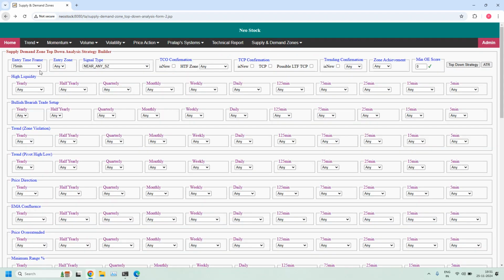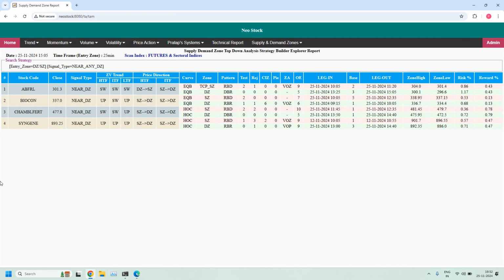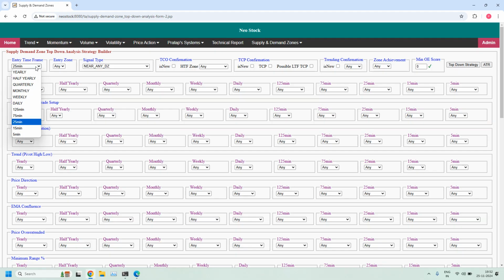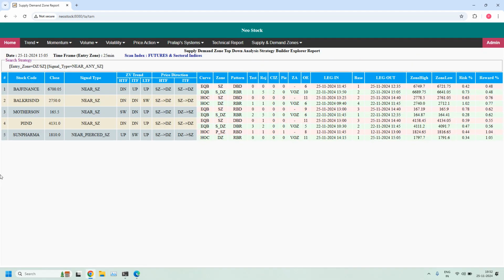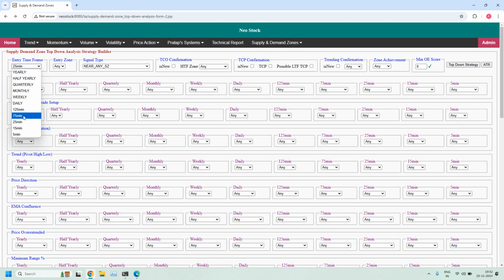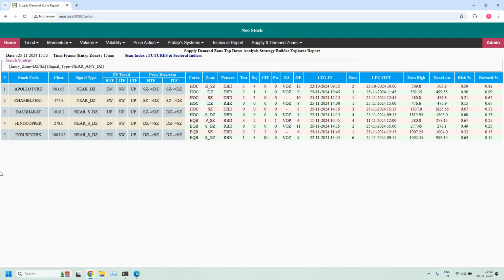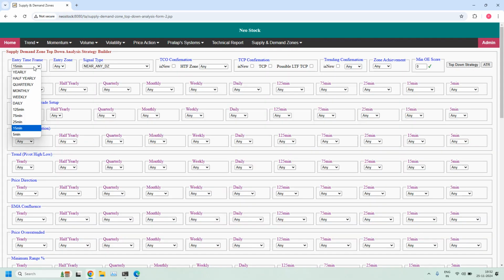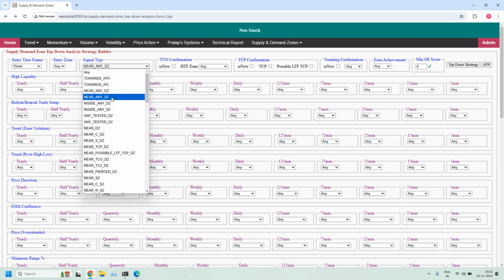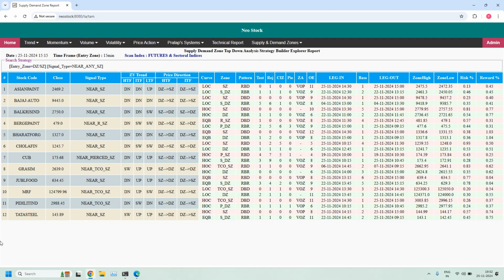Okay, next time frame is 25 minutes. Stocks near 25 minutes demand zone. 4 stocks are filtered. Next 25 minutes time frame, stocks near 25 minutes supply zone. 5 stocks are filtered. Next time frame is 15 minutes, stocks near 15 minutes demand zone. 5 stocks are filtered. Next 15 minutes time frame, stocks near 15 minutes supply zone. 12 stocks are filtered.